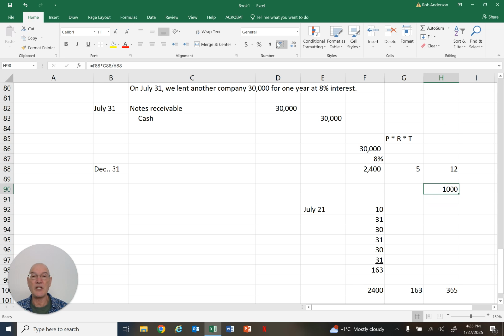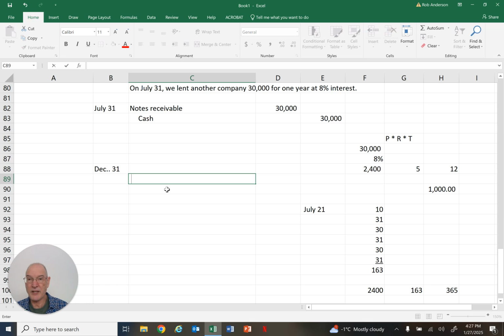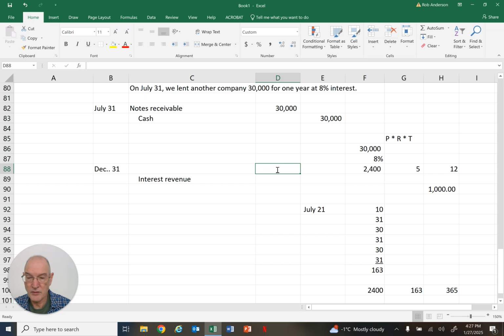So easy enough, right? We're just going to take that $1,000 and say we earned revenue. Now, it's not service revenue, it's interest revenue. And remember, revenue is a credit. So my credit down here is interest revenue. And we know it's 1,000.